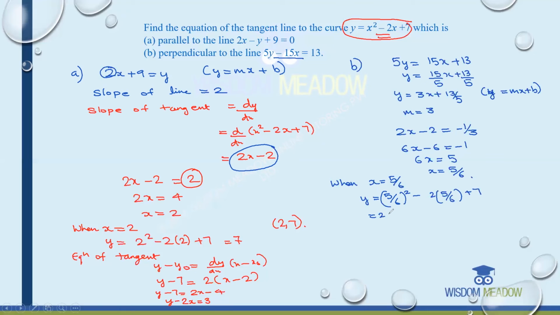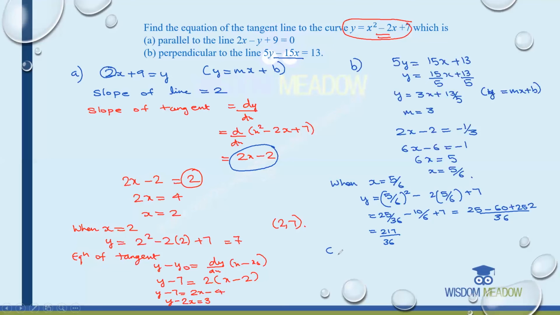That's 25/36 − 10/6 + 7. Making the denominator the same, you get 25 − 60 + 7 times 36, which is 252, over 36. So that's going to be 217 over 36.